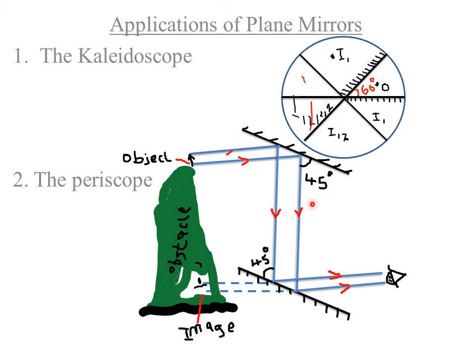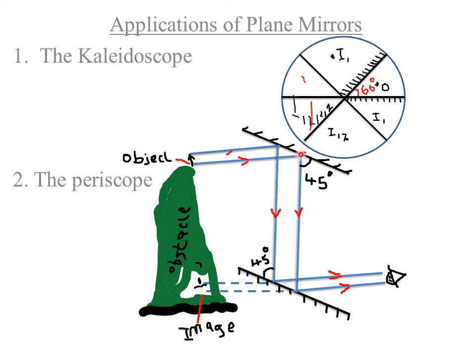Then the rays from the object are reflected by the top mirror and then reflected again by the bottom mirror into the observer's eyes. We have an object here. Remember, the rays of light will always originate from the object, because it is the object that reflects the rays of light to the eyes of the observer. So the rays of light are originating from the object.